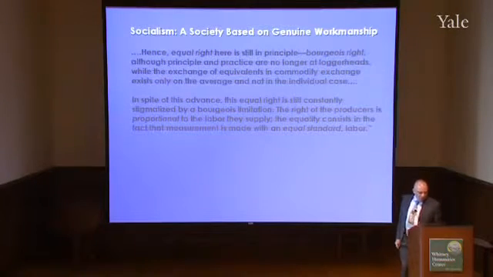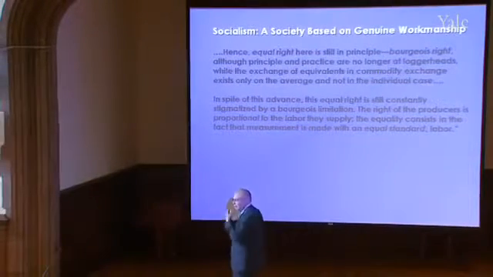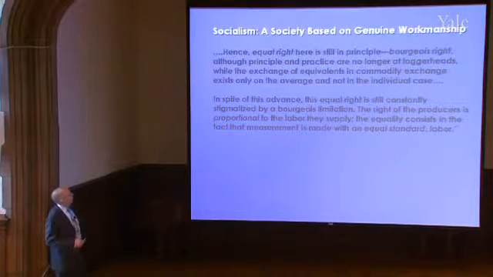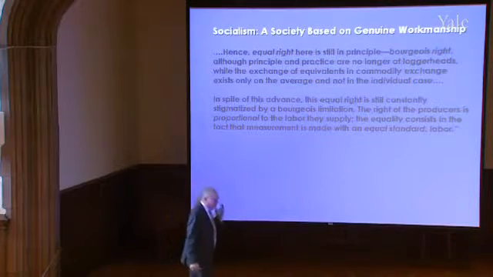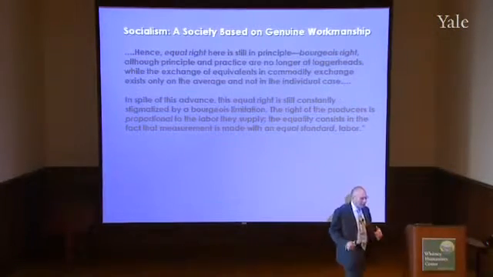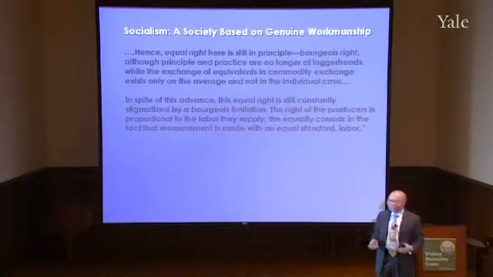So you have what he describes here as the rights that workers get to what they've produced. He says it's still in principle a bourgeois right, although in principle and practice are no longer at loggerheads, while the exchange of equivalents in commodity exchange exists only on the average and not in the individual case. Don't worry about that last phrase. But what he's saying here is that principle and practice are no longer at loggerheads. What he means is the worker is being recompensed for his work, right?